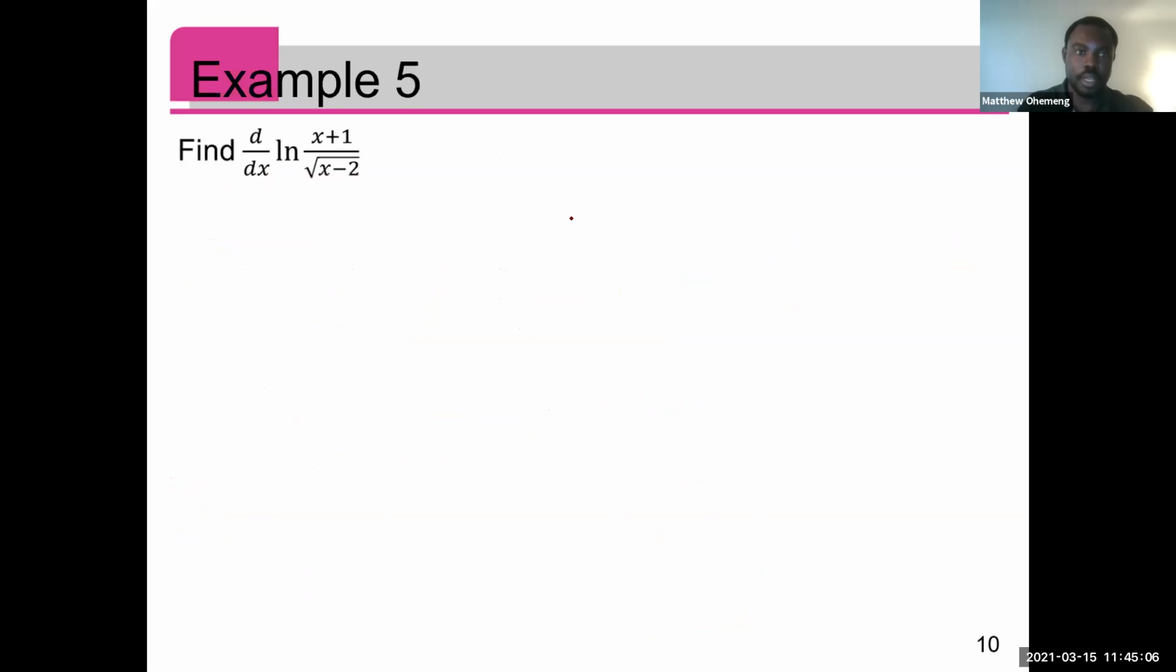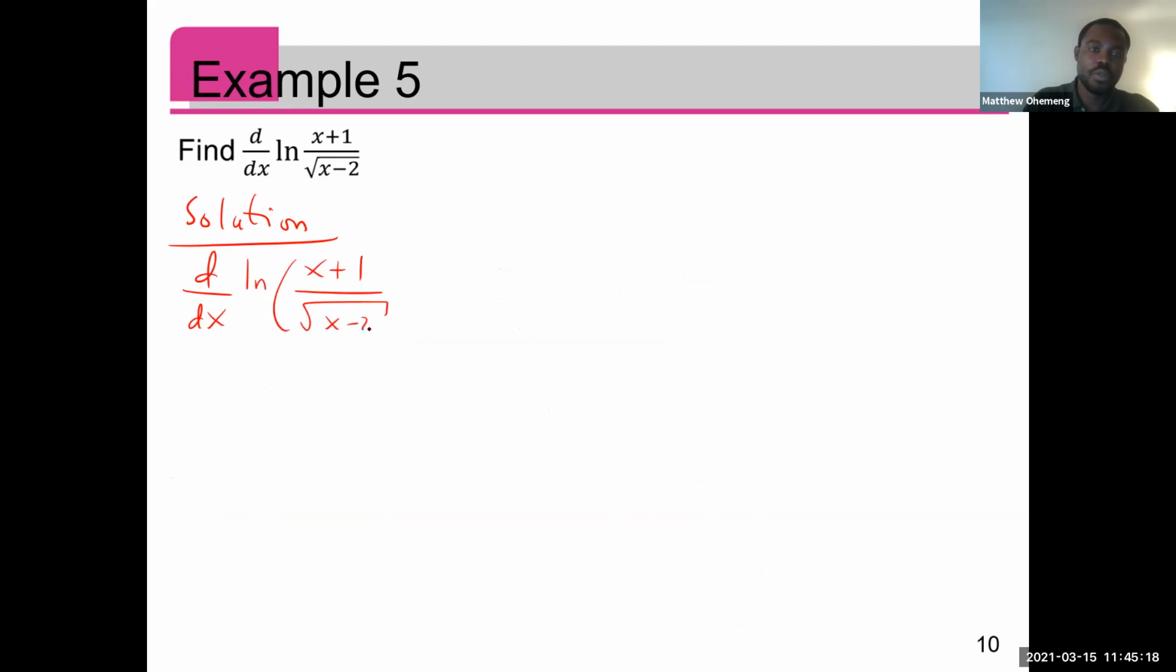Okay, and let's move on. Now, what about this example? We have d over dx of ln of (x plus 1) over the square root of x minus 2. For this one, you see the outer function is ln and the inner function is the quotient. So you can differentiate the inner function and divide by itself.